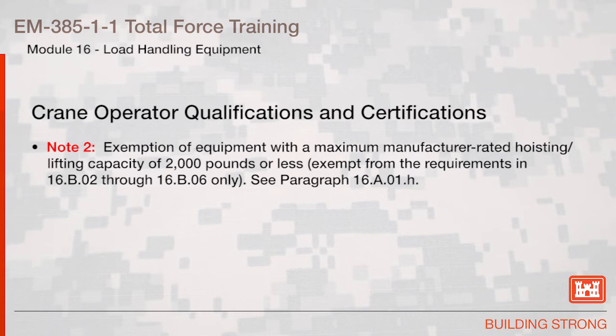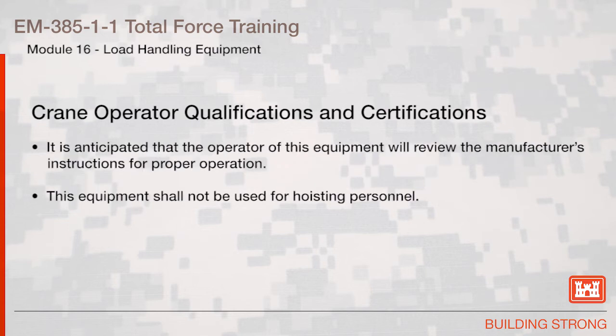Note 2. Equipment with a maximum manufacturer-rated hoisting or lifting capacity of 2,000 pounds or less is exempt from the requirements of 16.B.02 through 16.B.06 only; see paragraph 16.A.01.H. It is anticipated that operators of this equipment will review manufacturer's instructions for proper operation. This equipment shall not be used for hoisting personnel.